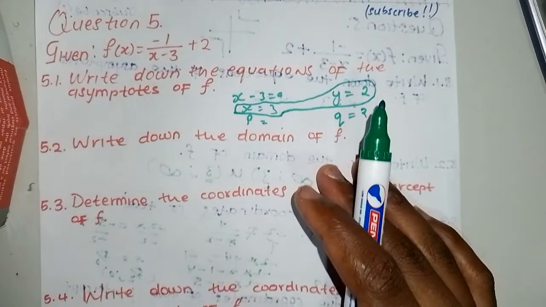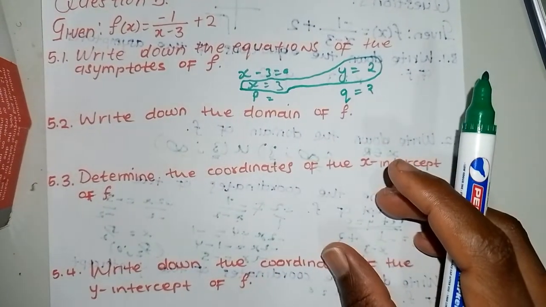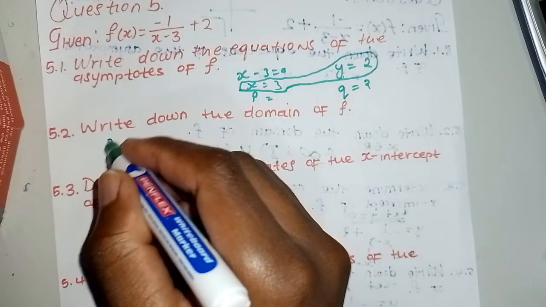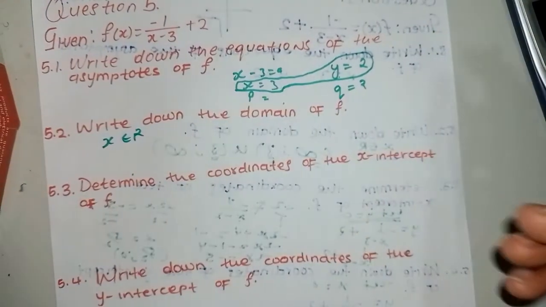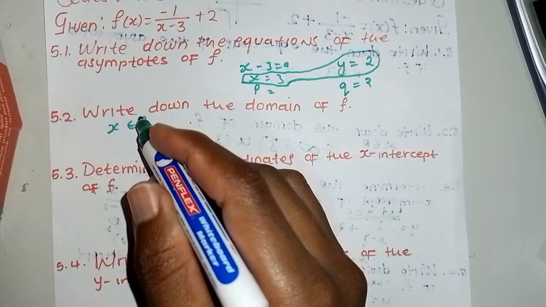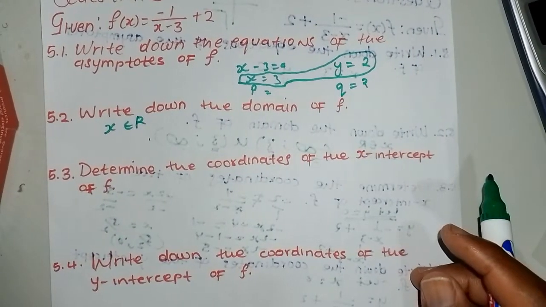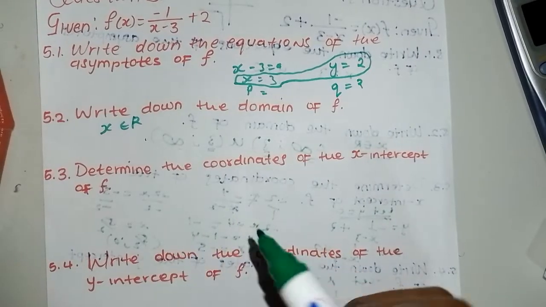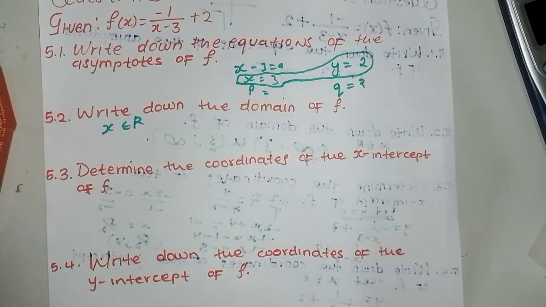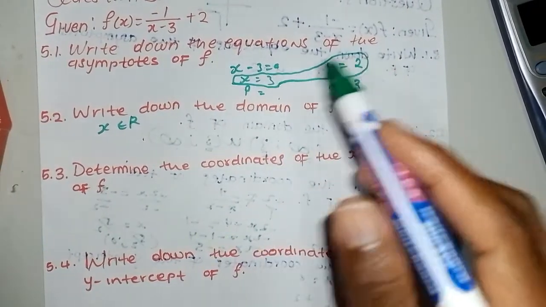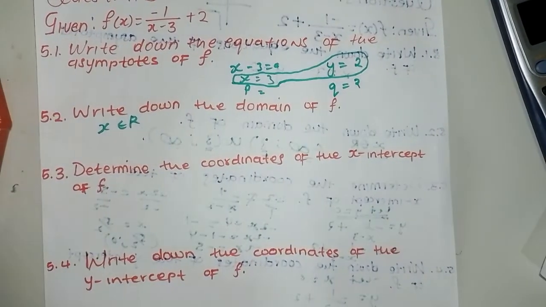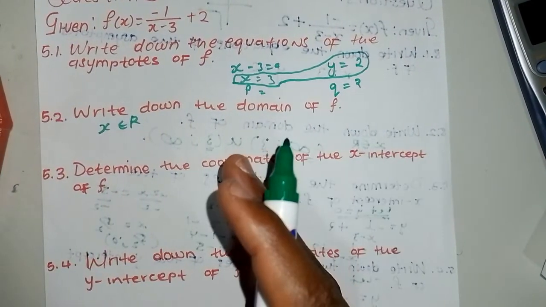Okay, now the next question they say, write down the domain of f. Someone might say x is an element of real numbers, of which they are correct. But this statement alone, you cannot get marks, right? Why? Because we have asymptotes. These asymptotes are our conditions, right? It means our graph cannot touch a certain point, right?